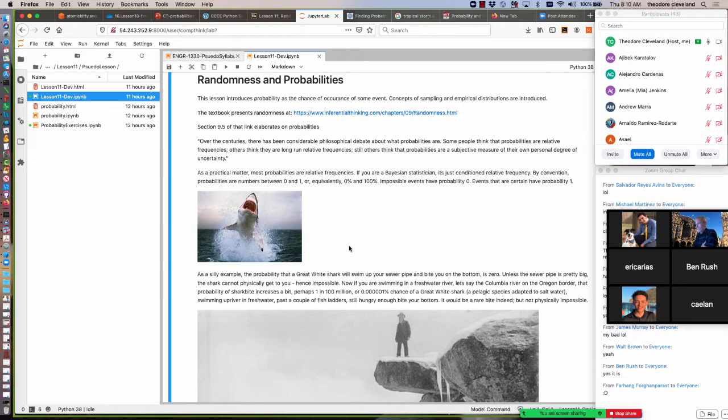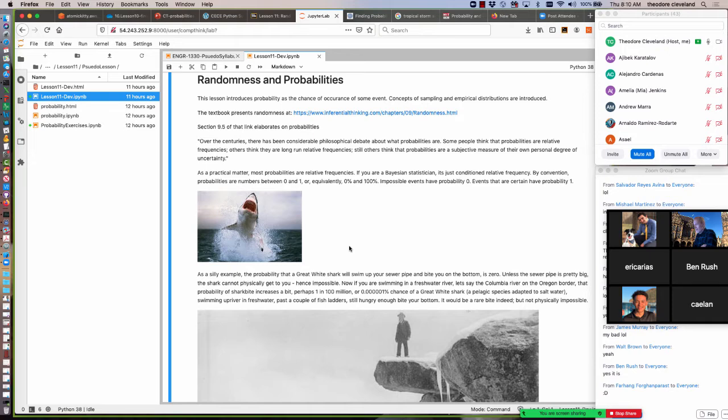Over the centuries, there's been considerable philosophical debate about what probabilities are. Some people think that probabilities are relative frequencies. Others think they are long-run relative frequencies. Still others think that probabilities are a subjective measure of their own personal degree of uncertainty. And there's more to the paragraph that came from. Again, they're trying to be colloquial in explaining what probability is.